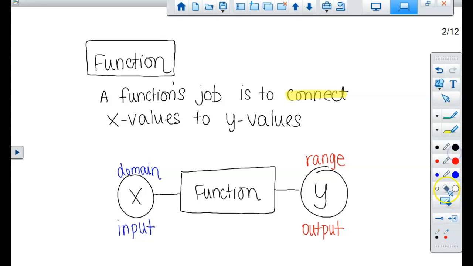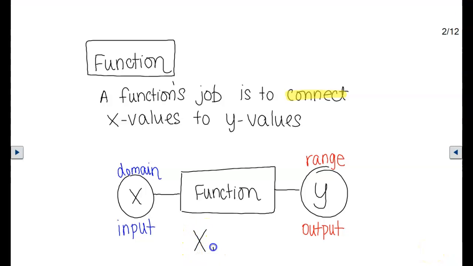I want you to notice how that relates to what we were just talking about. A function connects an x to a y, and so it creates ordered pairs. The ordered pairs show you who is connected.